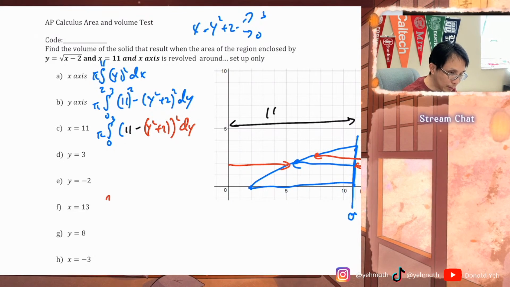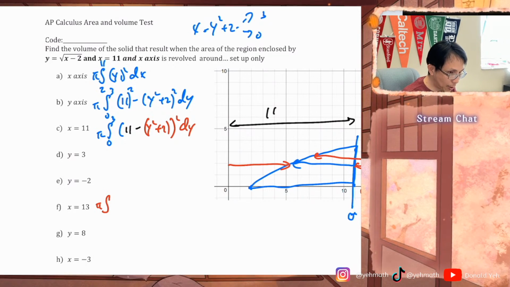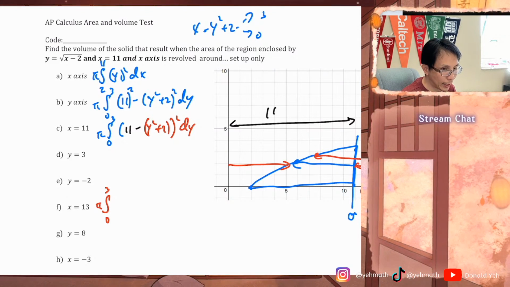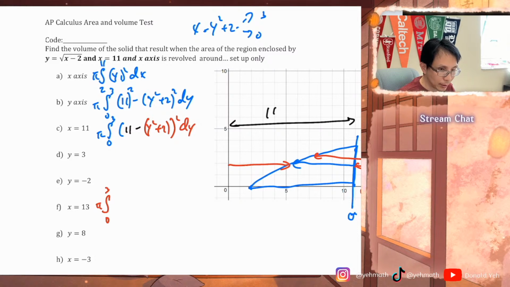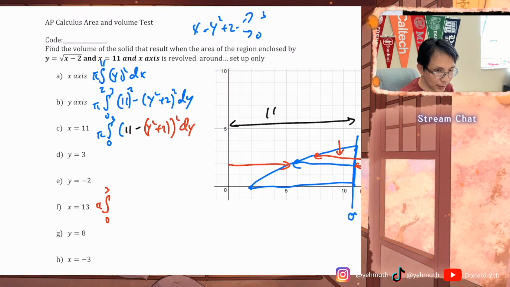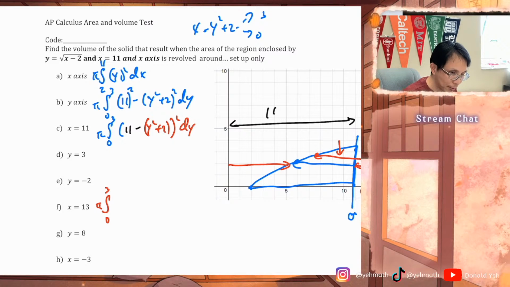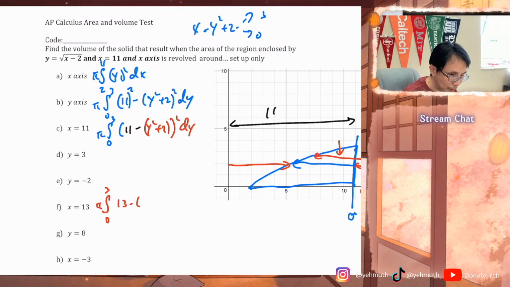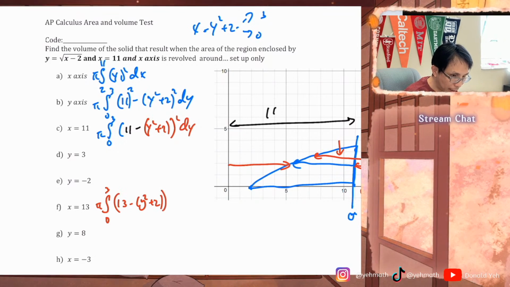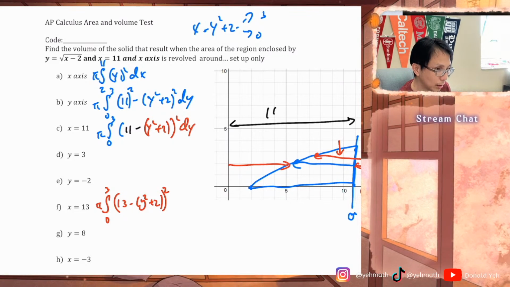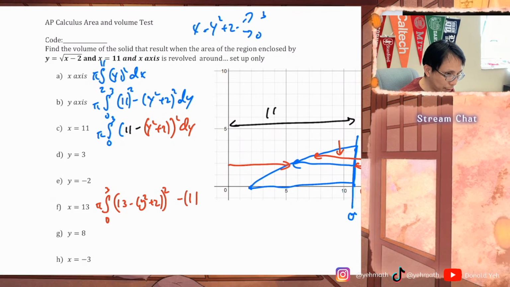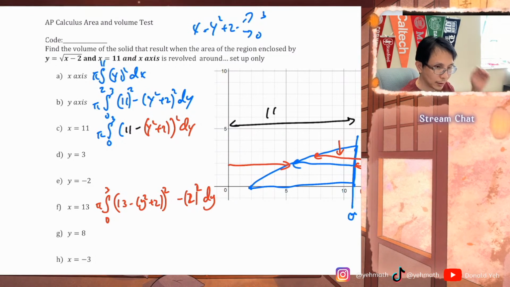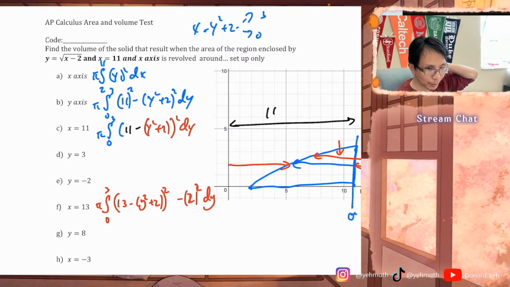For 13, it's gonna be pi, still, because it's still in terms of dy, so it's still between 0 and 3. The outer is the same thing: 13 minus the function. Instead of 11, it'll be 13 minus a function. Okay, so y squared plus 2, and then squared, minus 1 squared. 2 squared. Oh, it's 2, my bad, I can add. I thought it's 1 because of the way I drew it.